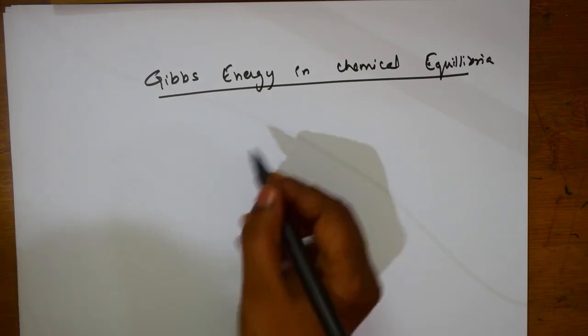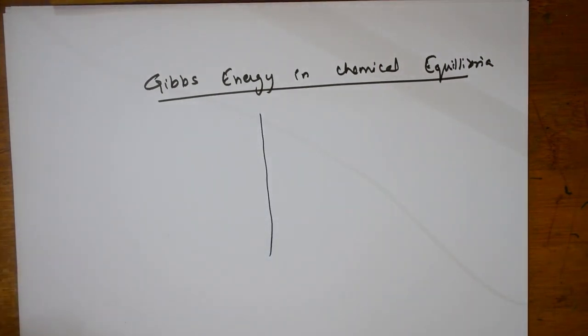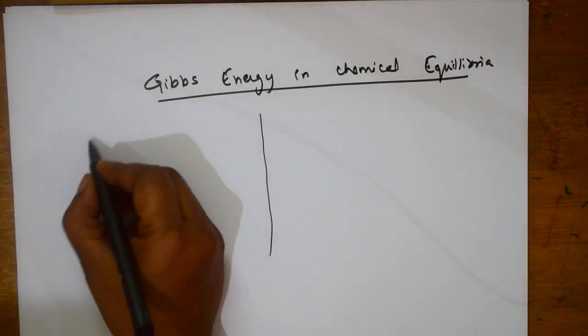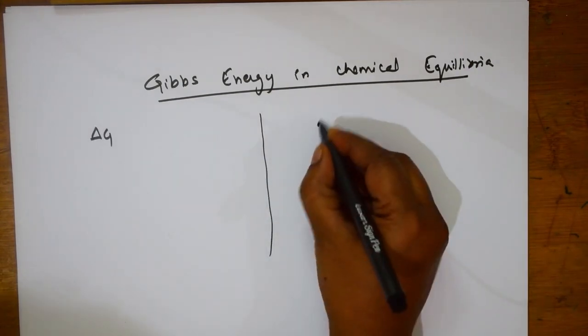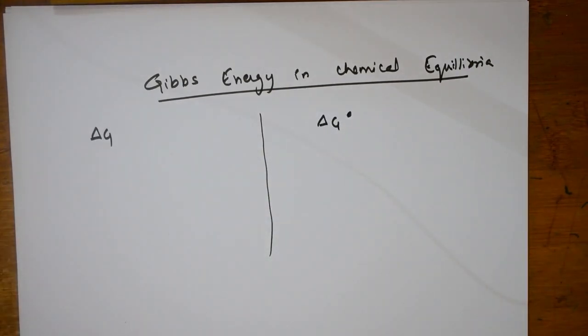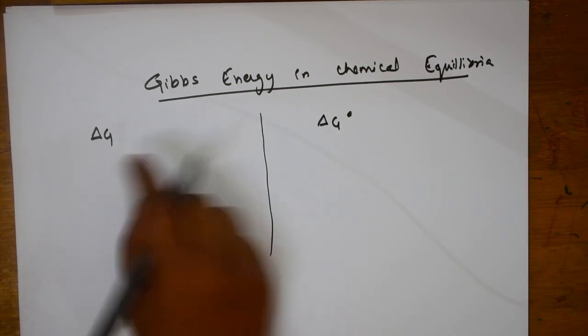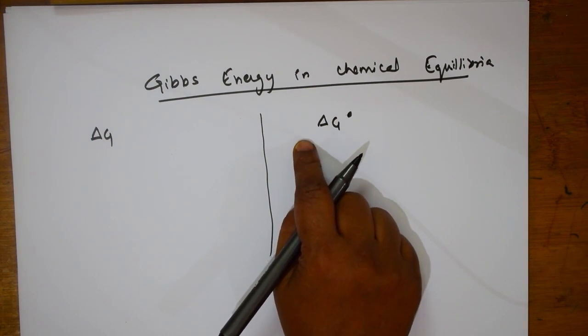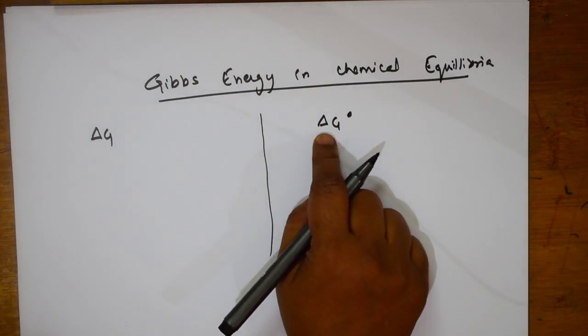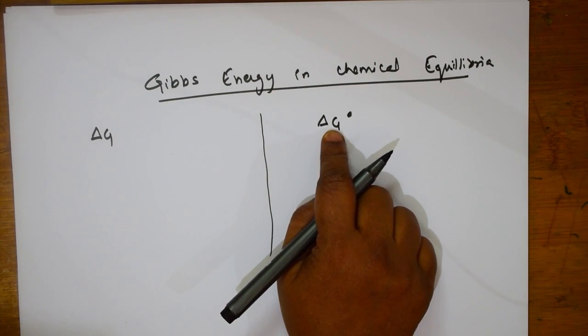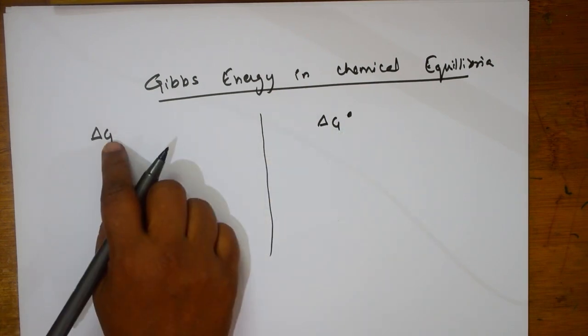Whenever you are speaking about Gibbs energy, two important things you have to remember. What are they? You need to remember the formula for delta G as well as delta G naught. So what is this delta G? Delta G is change in Gibbs energy. What is delta G naught? Delta G naught is the standard Gibbs free energy change.